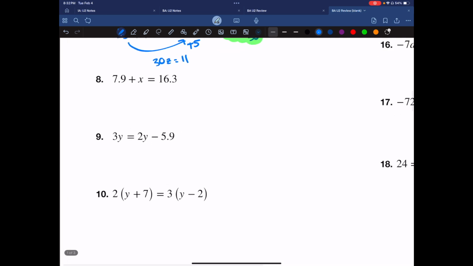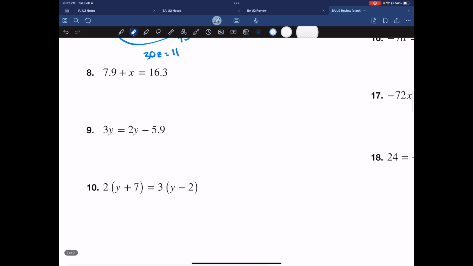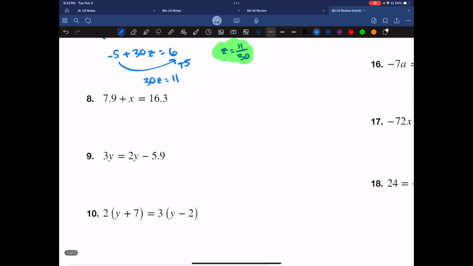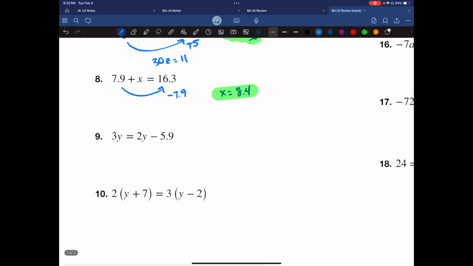Normally, I would say we could do a similar process on number 8 that we did on 5, 6, and 7, where we got rid of fractions. We could also do a similar process to get rid of decimals, but this one is pretty straightforward. It would just complicate things to do that. So I'm going to do this, and 16.3 minus 7.9, that's going to be x equals 8.4. And I'm assuming that you're using a calculator here. So I'm not going to get bogged down in calculations because I believe you can do that.